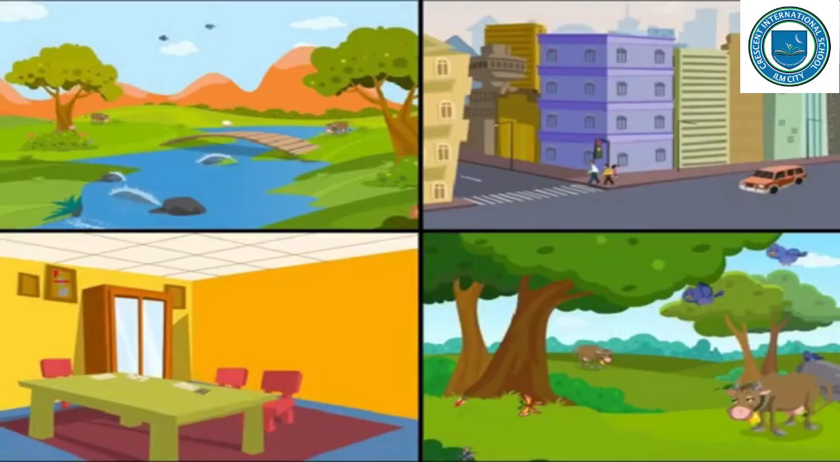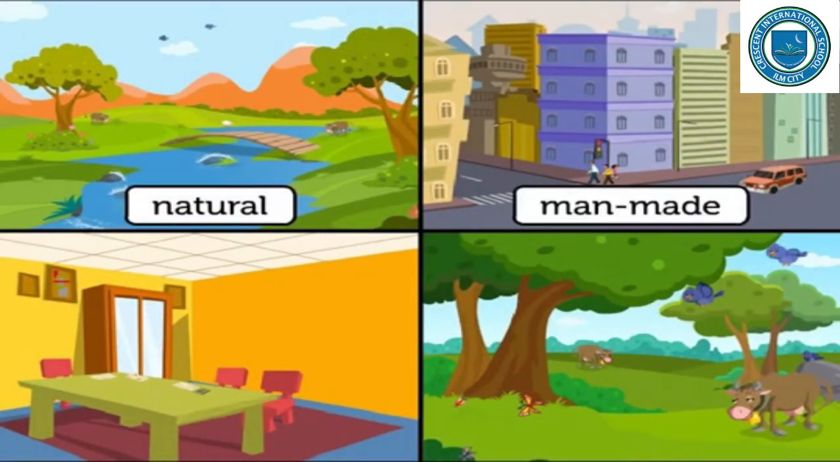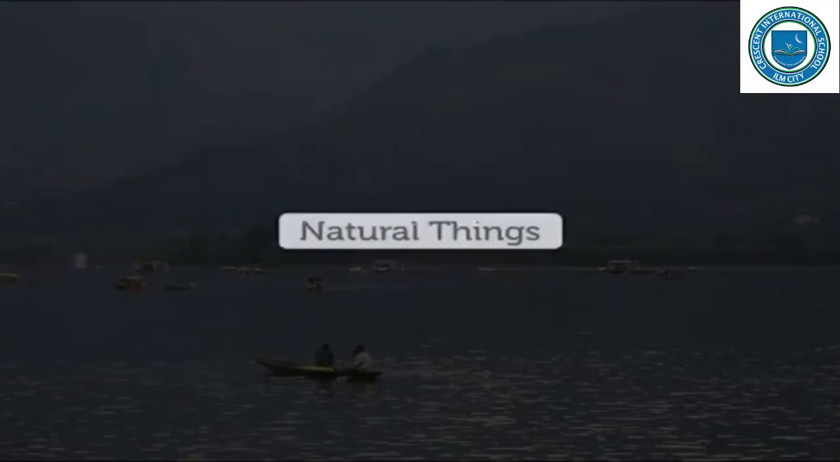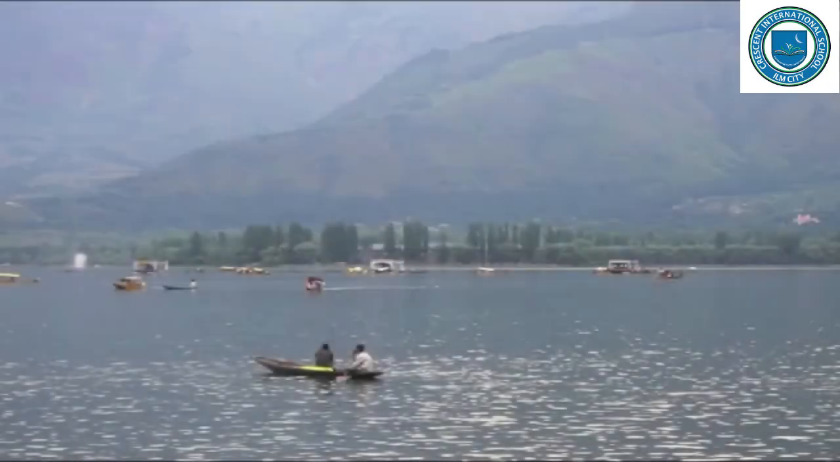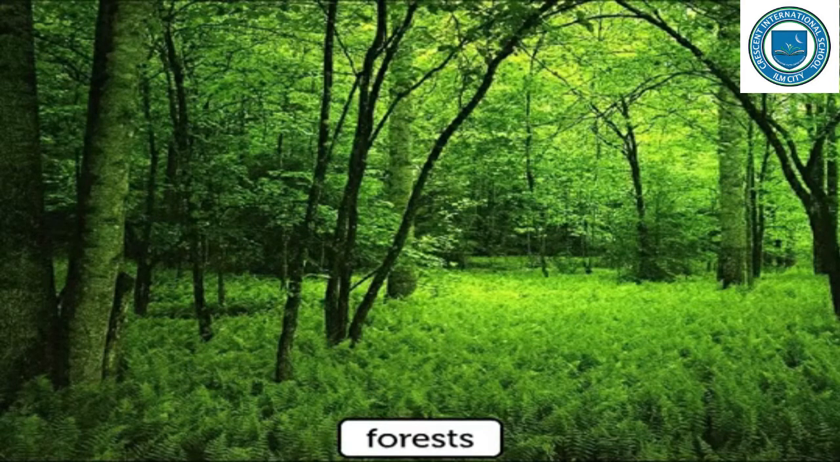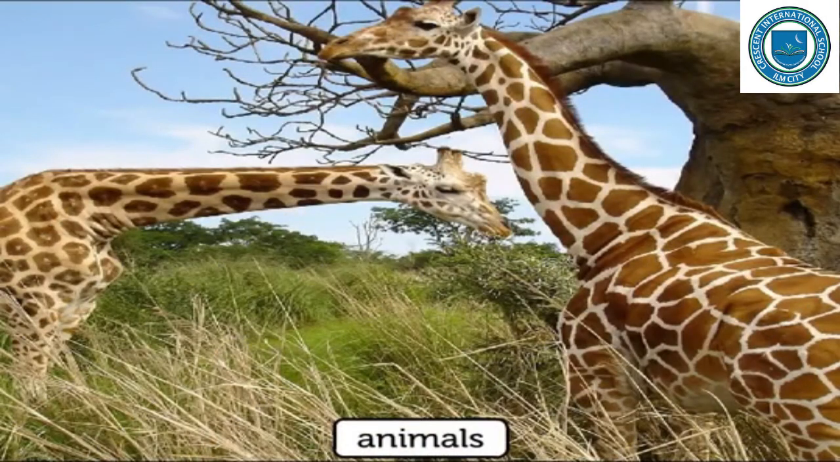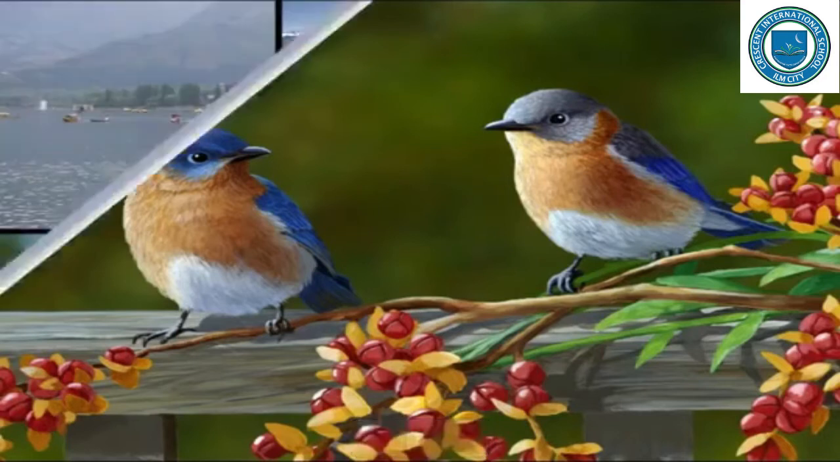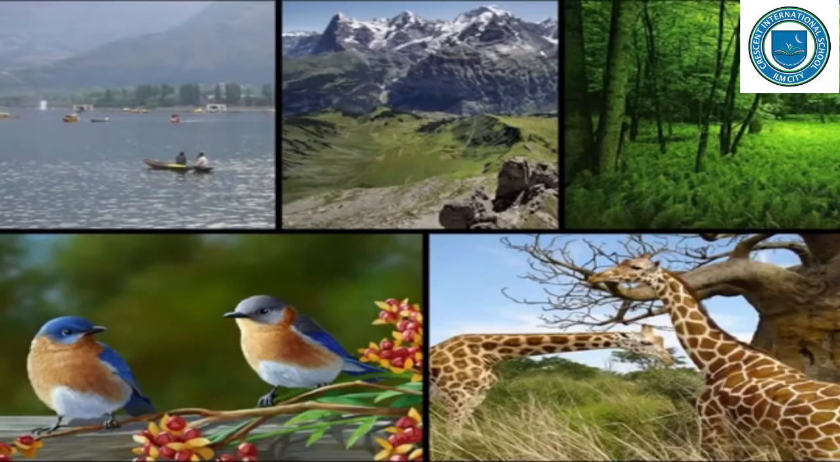All the things present in the world are natural or man-made, living or non-living. Natural things. We see beautiful lakes, mountains, forests, animals, and birds around us. They are all naturally present in the world.